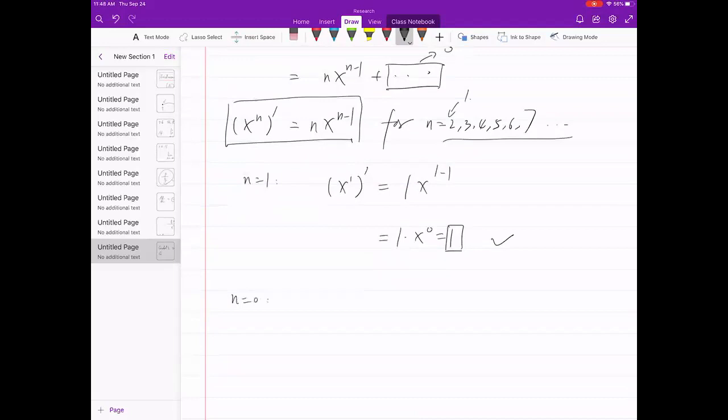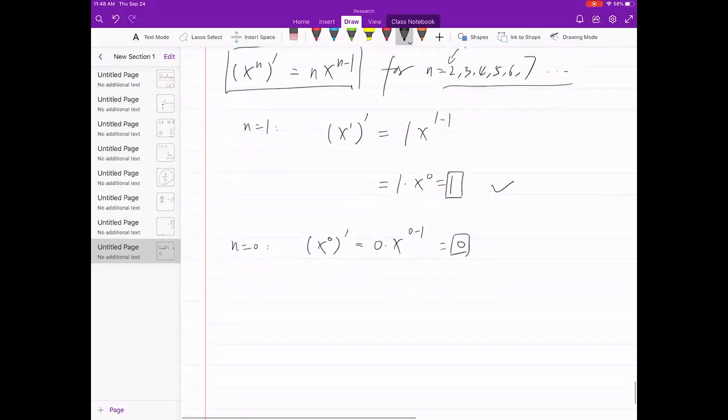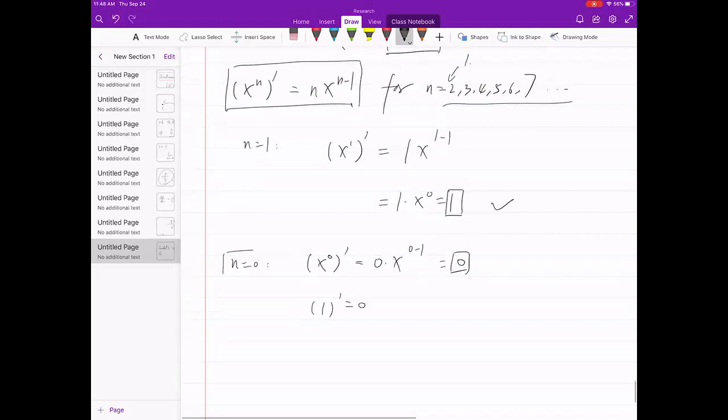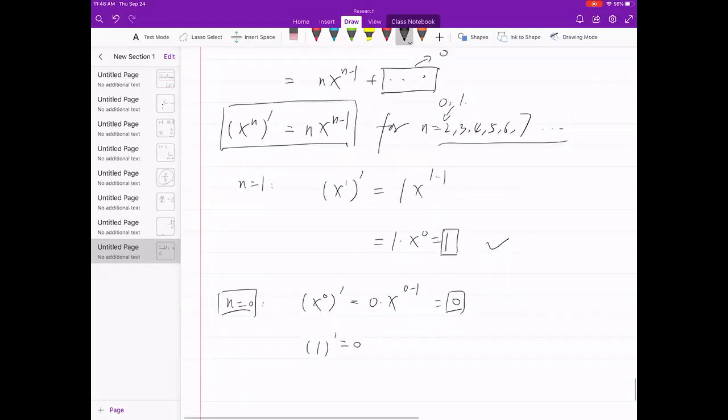What about 0? That means x to 0 prime should equal 0 times x to the 0 minus 1, whatever, it's going to be 0. That's what we got from the formula. Is it correct? Basically, you're saying 1 prime is 0. 1 is a constant, right? So this also works for n equals 0. We can add this to the collection.